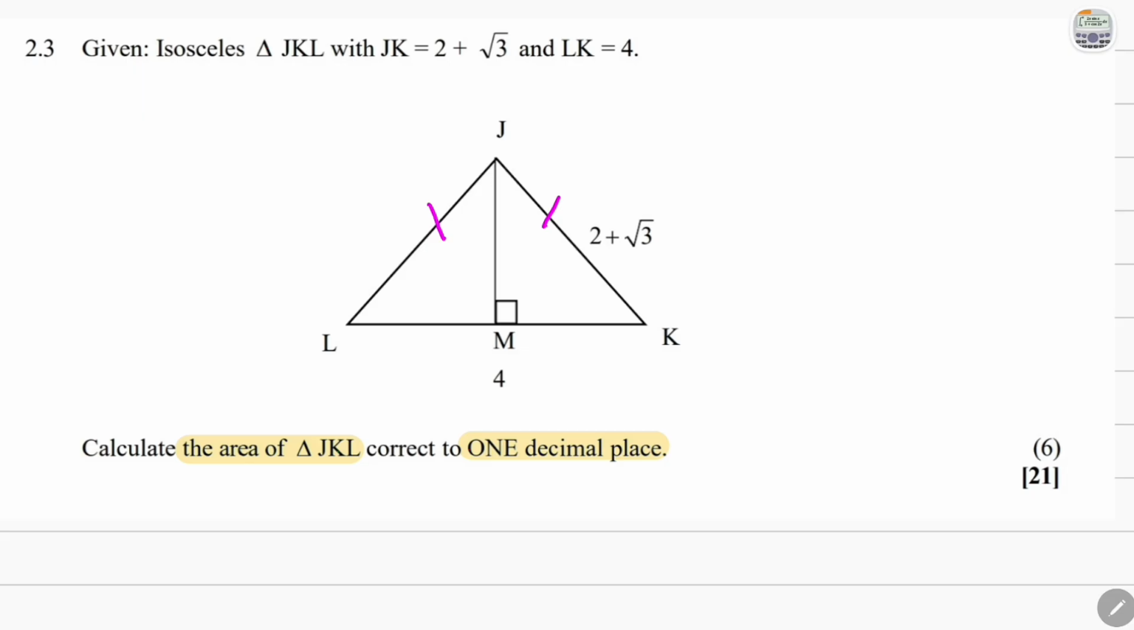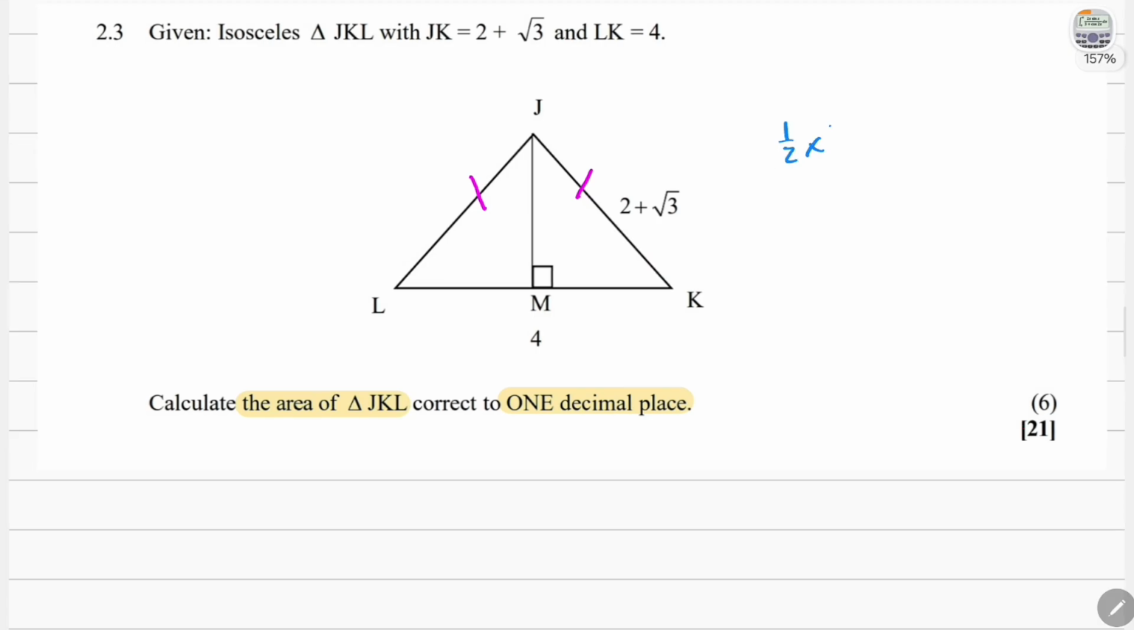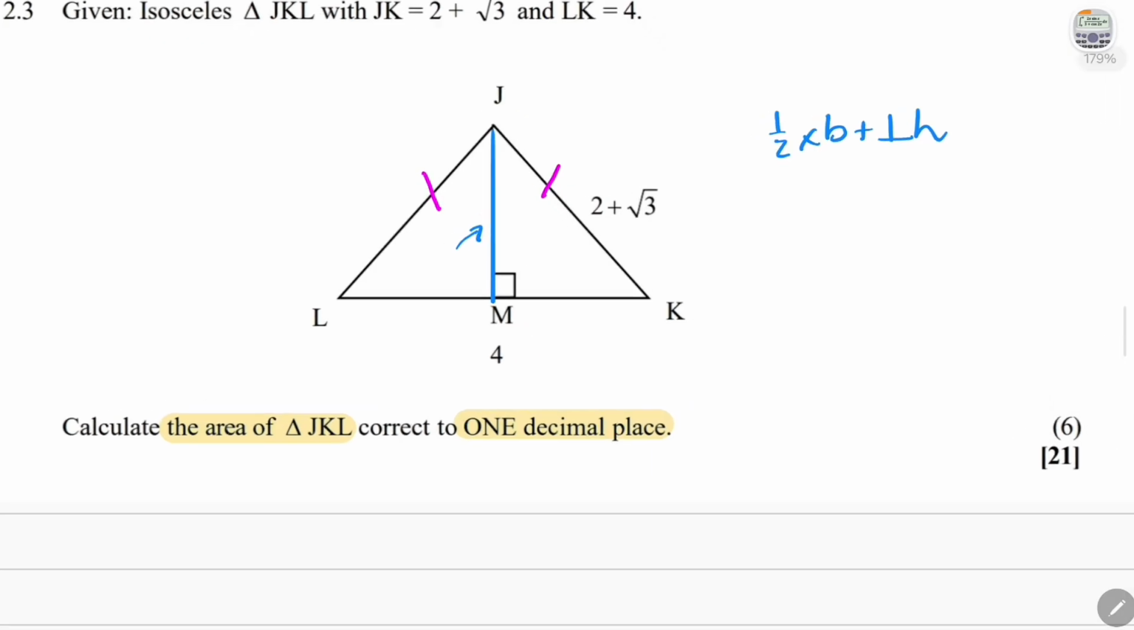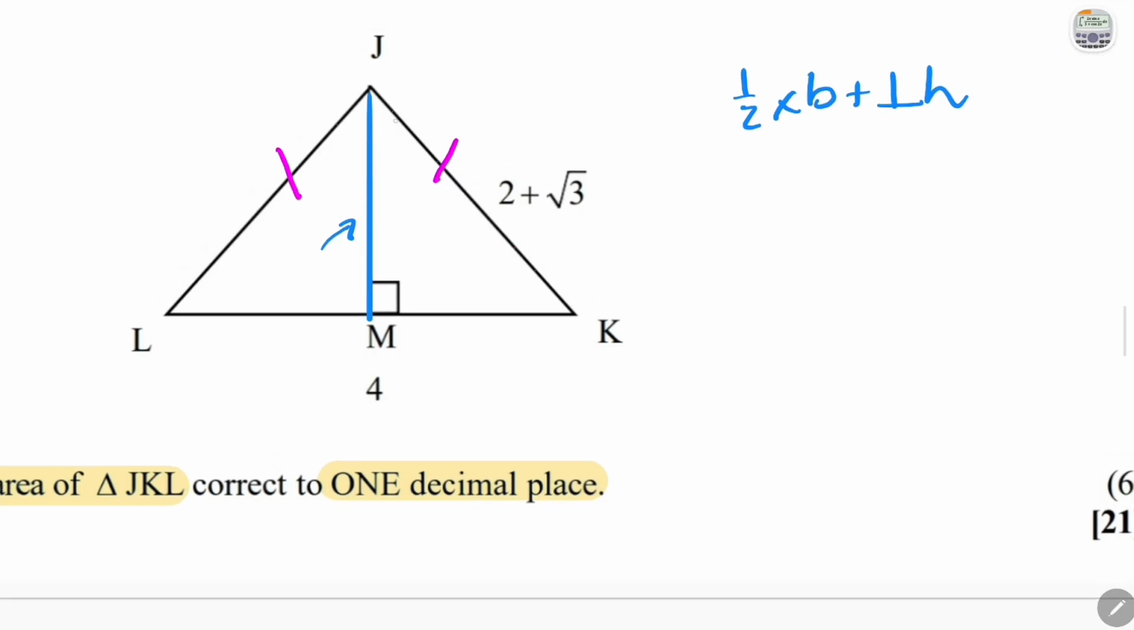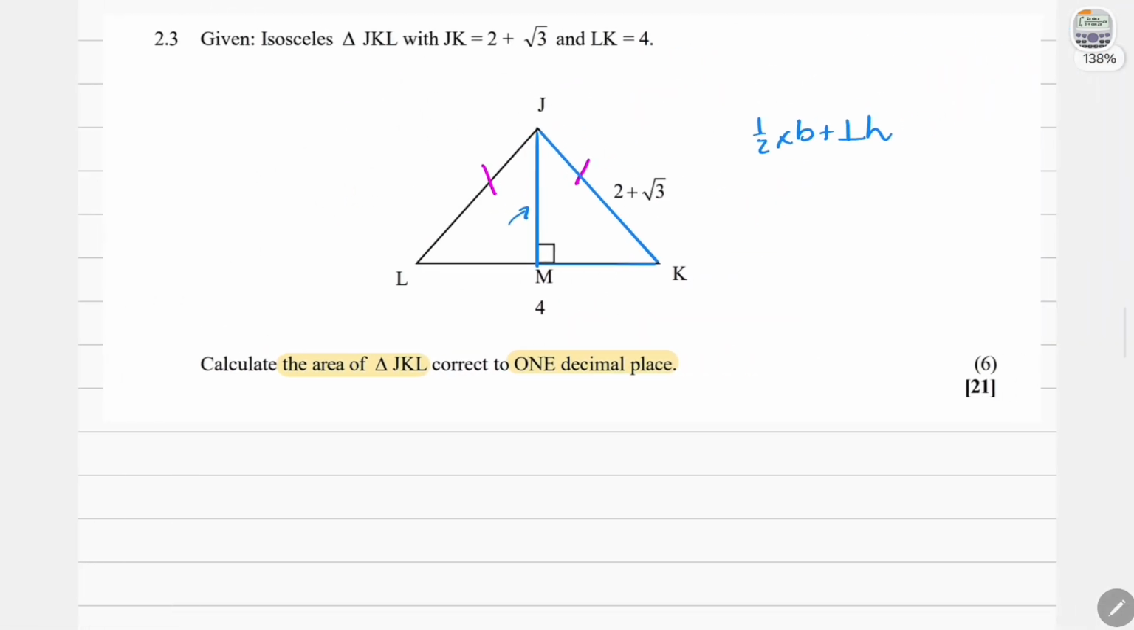So to find the area of the entire shape, we can just use a half times the base times the perpendicular height. You can already see that the perpendicular height would be JM and the base is 4. So all we have to do is find JM. We can use Pythagoras to find JM, but we would need MK. If this is an isosceles triangle, then because these two triangles are congruent, it would mean that LM is actually equal to MK. So I'll start with that.